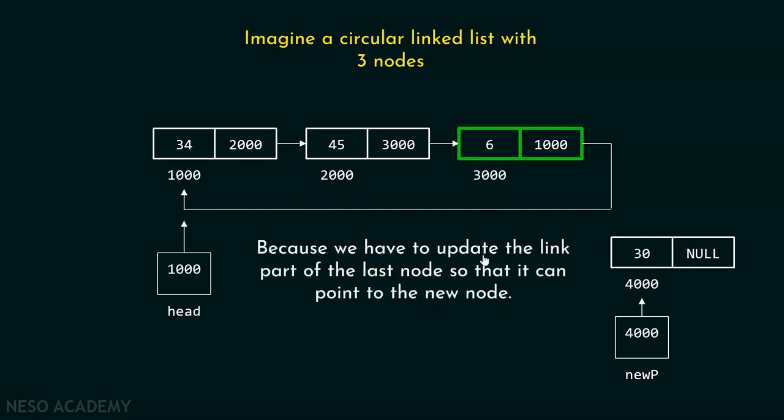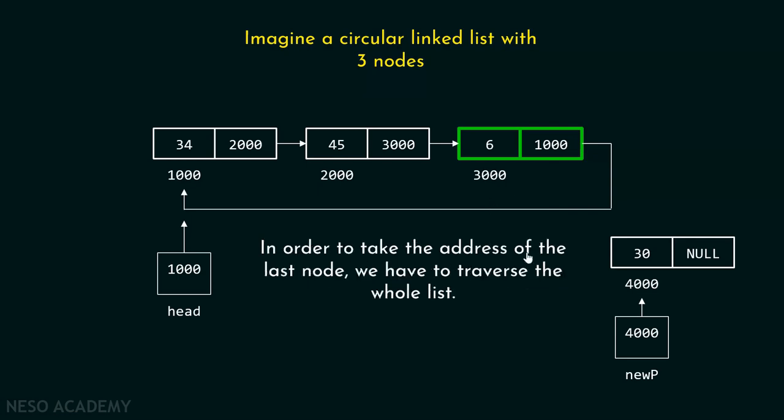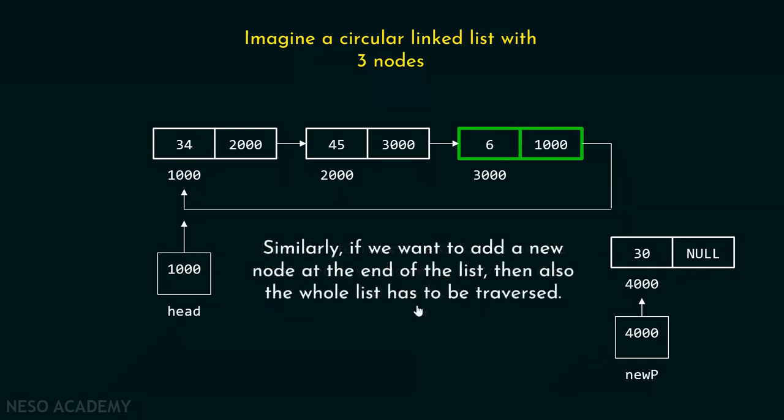Because we have to update the link part of the last node so that it can point to the new node. Obviously, I told you already, we have to update the link part of this node. That is why there must be a pointer pointing to this node. In order to take the address of the last node, we have to traverse the whole list. For this, we have to move our pointer towards right. Similarly, if we want to add a new node at the end of the list, then also the whole list has to be traversed. There is no doubt about it.